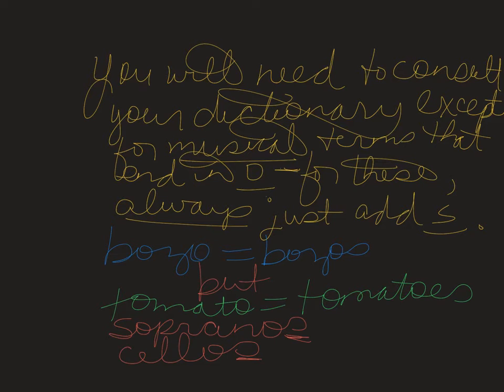However, one thing you should not have to consult your dictionary on is musical terms that end in O. All of these just add S. Here are examples. Bozo, just add S, equals bozos. But tomato, you add ES, becomes tomatoes. But note these two musical terms. Soprano just becomes sopranos with an S, and cello just becomes cellos with just an S.